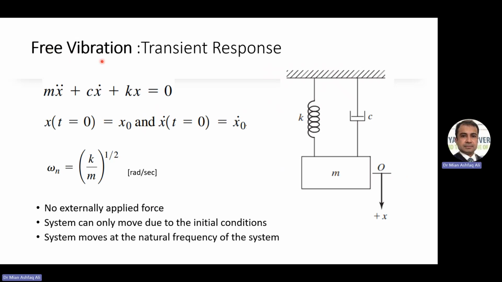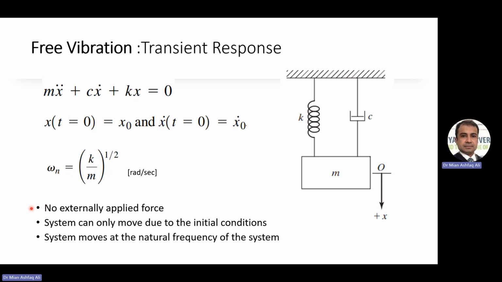As this is an example of free vibration, the system can only move due to the initial disturbance or the initial condition. So we have to provide some initial position or some initial velocity, and then the system is able to move. For such a system, the free vibration actually takes place at the natural frequency of the system. If we know the system parameters in terms of the mass and the spring coefficient, the stiffness, then we can find out the natural frequency.